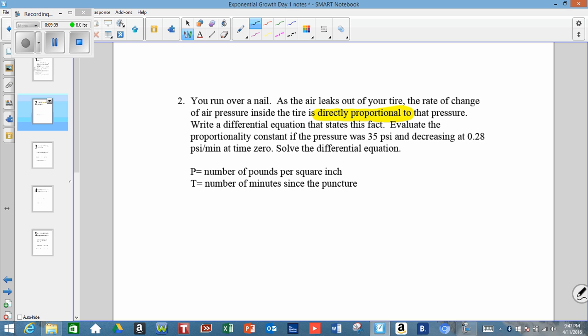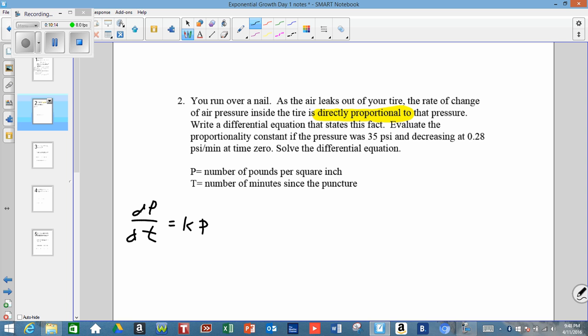So that, again, is very important. And it just means we're going to have to introduce some kind of a multiple. And typically that multiple is called k. So you'll see when we set this up. Write a differential equation that states that fact. Okay, so the air pressure is what's changing over time. So again, we've got dP, this time P stands for air pressure, over dt, and that's going to equal some kind of constant K times the pressure. This constant K is very much like the 0.05, which was the rate that they gave us back in the first problem that we did. But we're going to have to find this K this time.